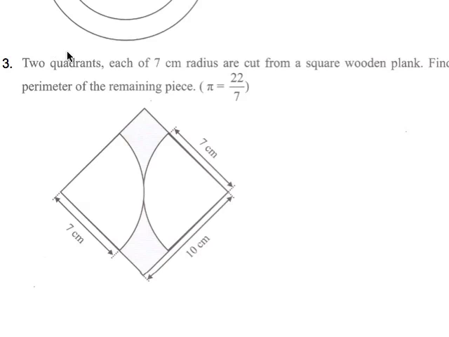It says two quadrants, each of 7 cm radius, are cut from a square wooden plank. So let's imagine this is a wooden plank. What is a wooden plank? It's a piece of wood. Okay, simple. Find the perimeter of the remaining piece.